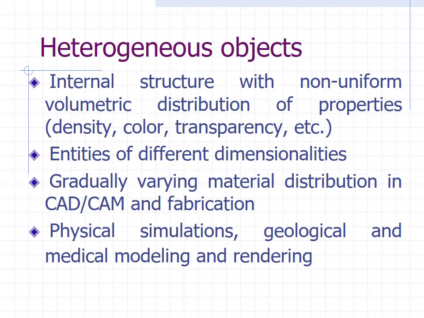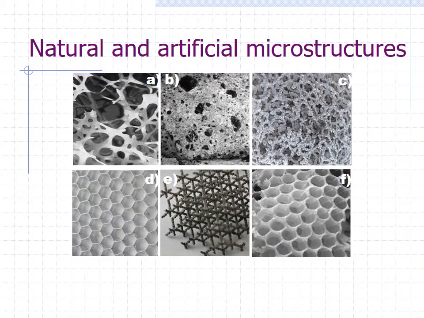Heterogeneous objects can be used for physical simulation, geological and medical modeling, and so on. Such objects have an internal structure with non-uniform volumetric distribution of properties and complicated macrostructure. For example, heterogeneous objects can have such microstructures.